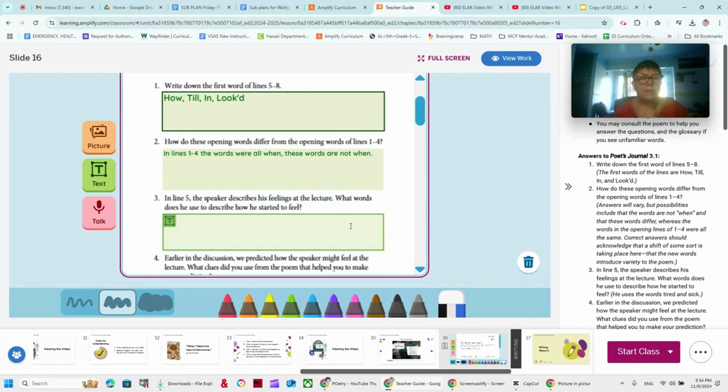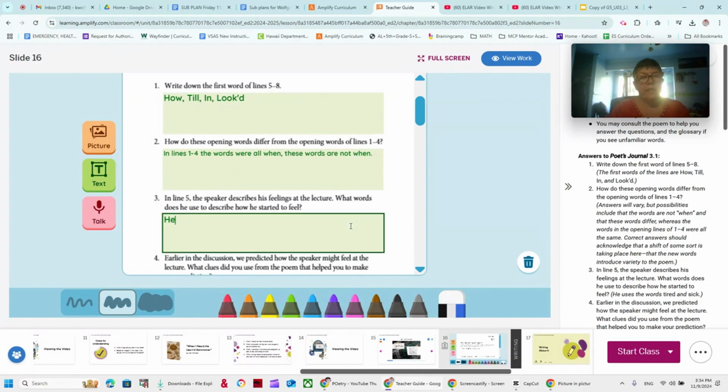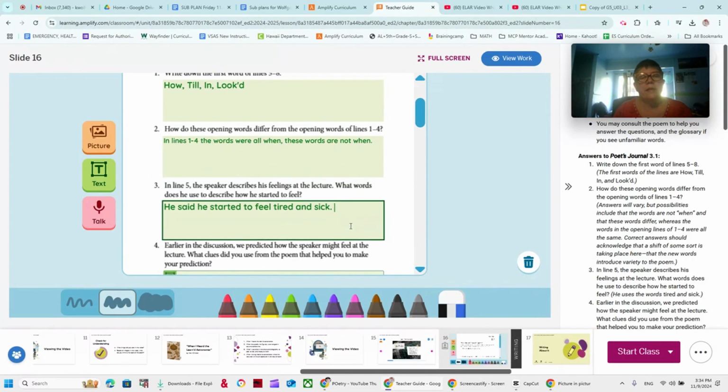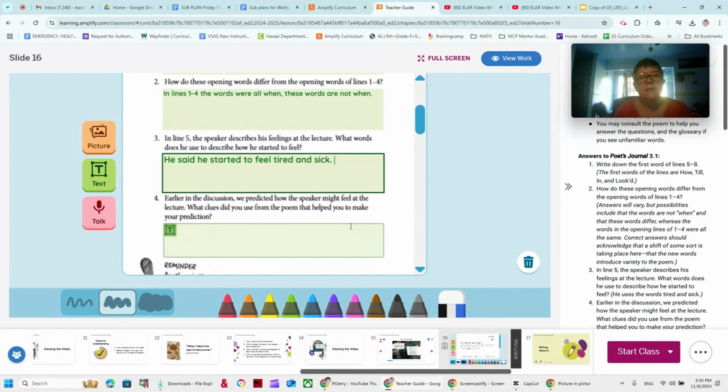Yes. In line 5, the speaker describes his feelings at the lecture. What words does he use to describe how he started to feel? He said he started to feel tired and sick. Tired and sick. Okay, so get that written down in a sentence because we answer our questions in sentences.